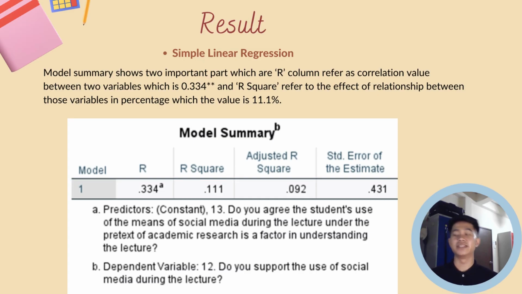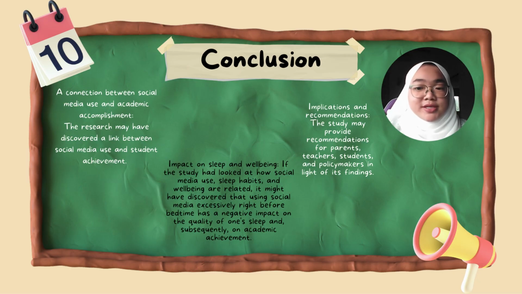Simple linear regression. The model summary shows the important parts, which are the R column, referred to as the correlation value between two variables, which is 0.334, and R square, which refers to the effect of the relationship between those variables as a percentage, and the value is 11.1%. For the conclusion, there are six items.